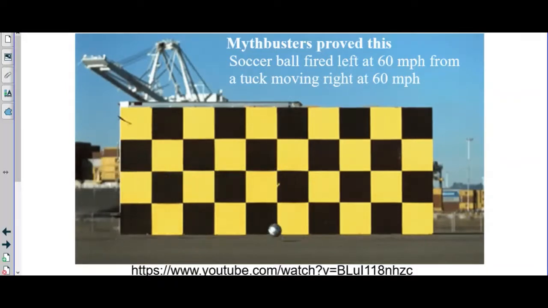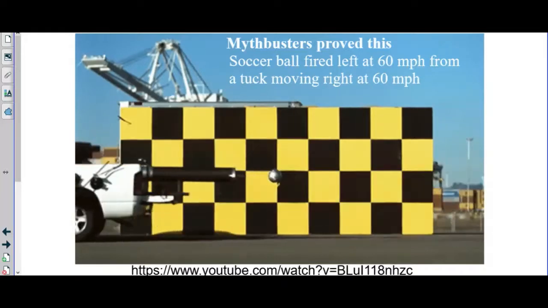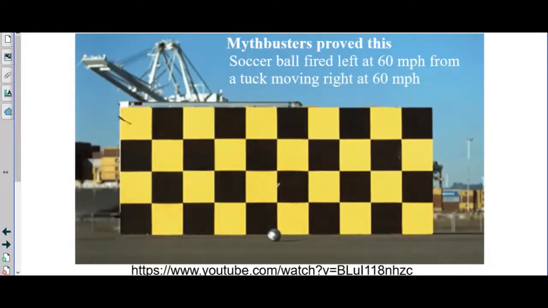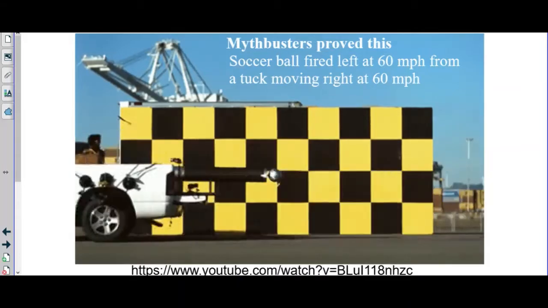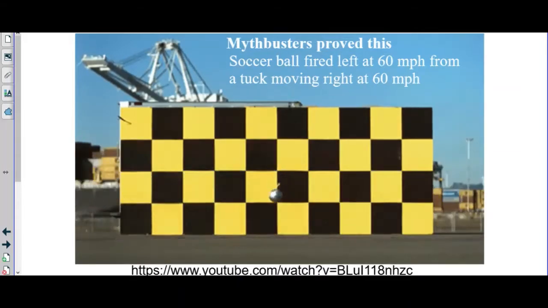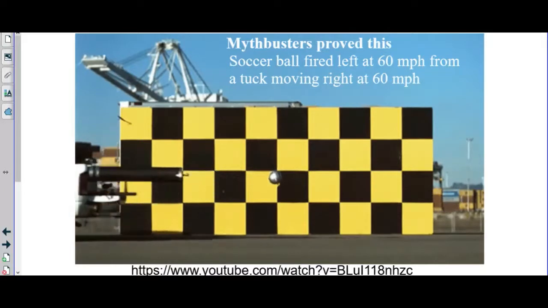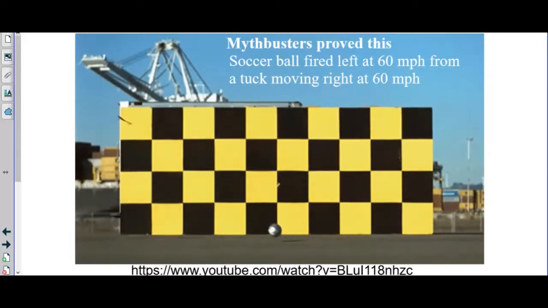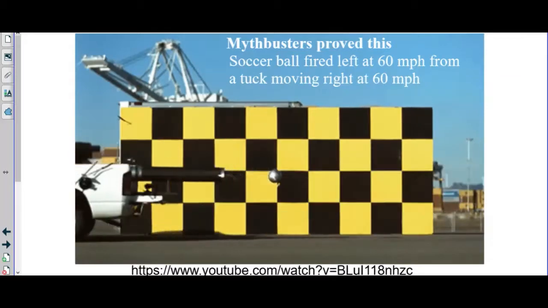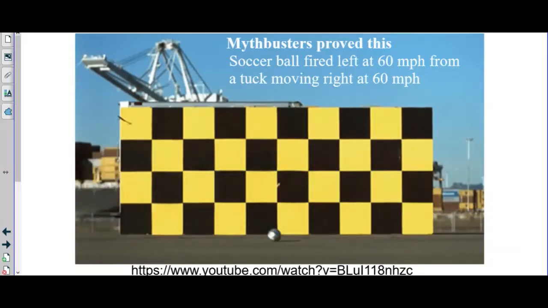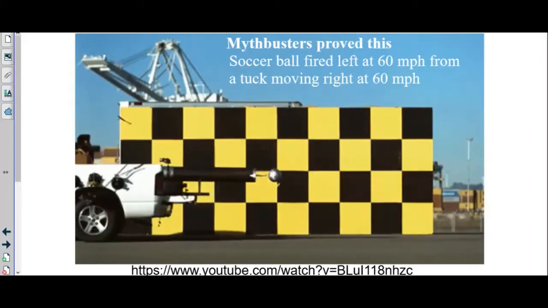What if we fired a soccer ball in the exact opposite direction of the truck in motion? I believe the truck was moving 60 miles per hour to the left on the screen, and they fired a little cannonball 60 miles per hour to the right. With velocity addition, 60 to the left plus 60 to the right should give you 0. There's a lot of trial and error because firing cannons doesn't always give you the exact velocity that you plan on, because physics is hard. But after quite a few trial and errors, they were able to show it.